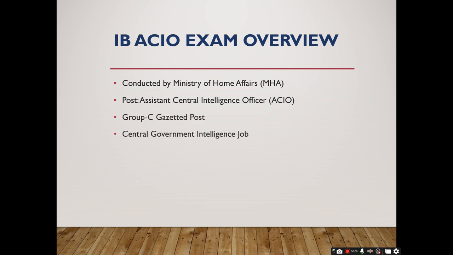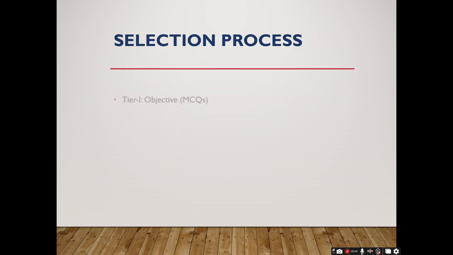The IB ACIO exam is related to a Group C gazetted post under the Ministry of Home Affairs (MHA). The role involves intelligence collection, analysis, and internal security work, with field duties as well as desk duties. The selection process has tier 1, an objective test, tier 2, descriptive writing, and tier 3, an interview and personality test.